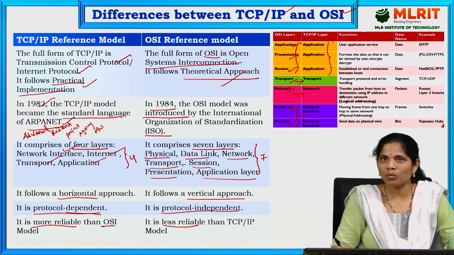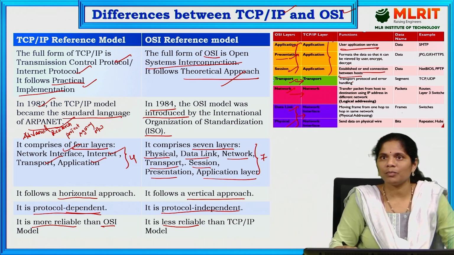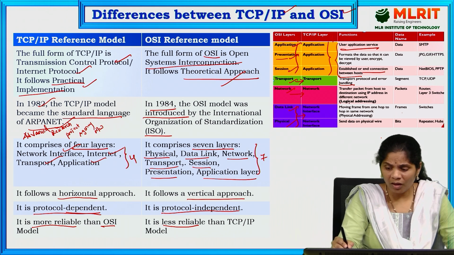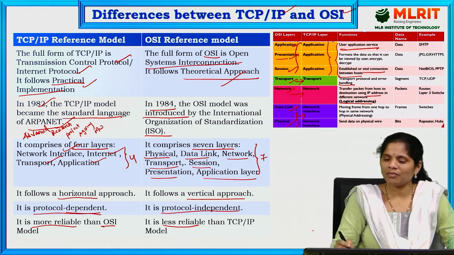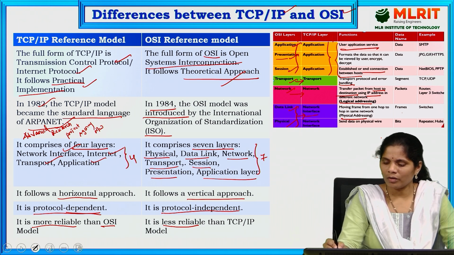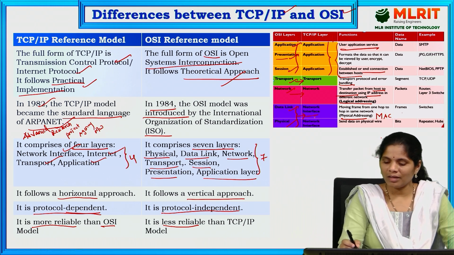The main functionality of both reference models: the application layer provides application services. Presentation is about the format, and session is about establishing the connection between the hosts. The transport layer handles the transport protocol and error handling. The network layer handles logical addressing, meaning using the IP address we transfer the packet from the host to the destination. That is the main functionality of the network layer. Coming to the network interface in TCP/IP, the data link layer does physical addressing, talking about the MAC address, meaning how data is sent from one hop to another, one node to another node. At the same time, the physical layer sends the data physically.